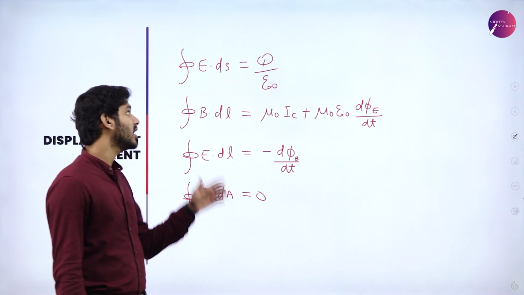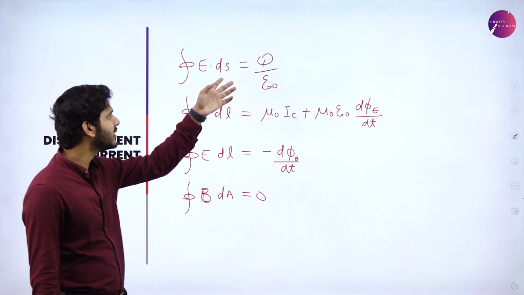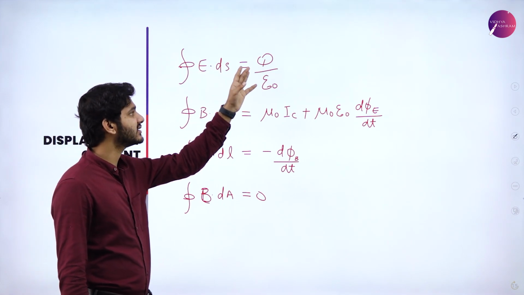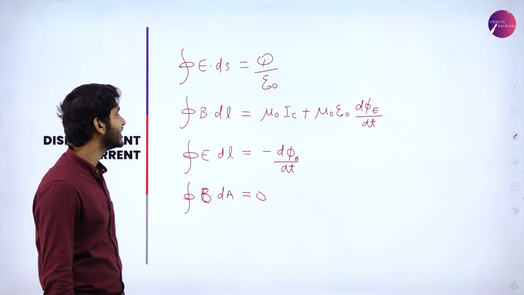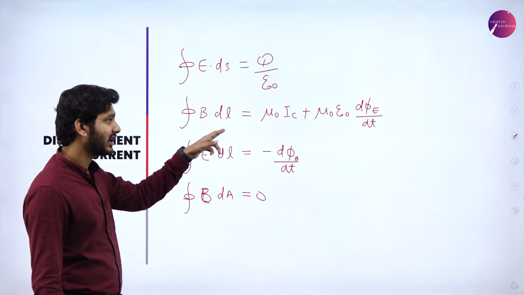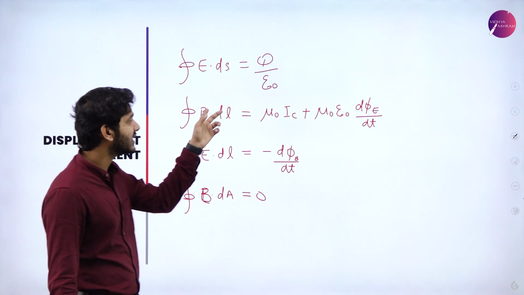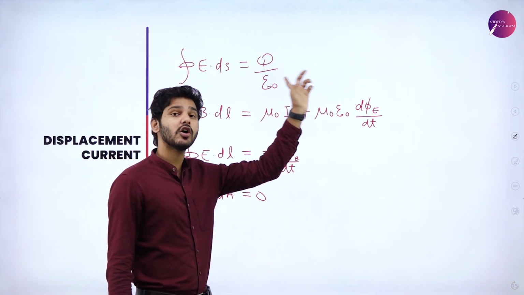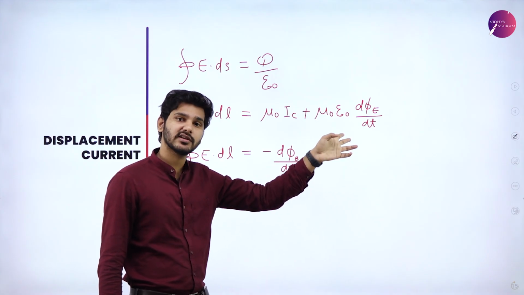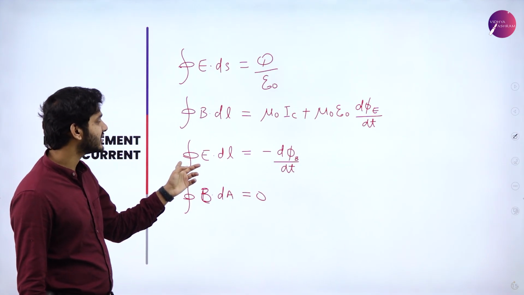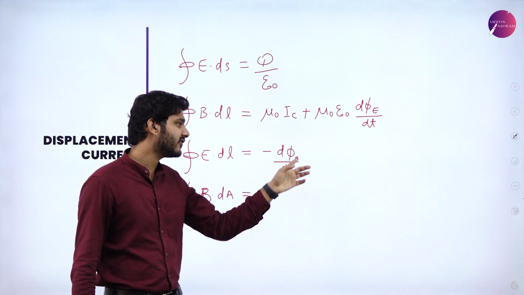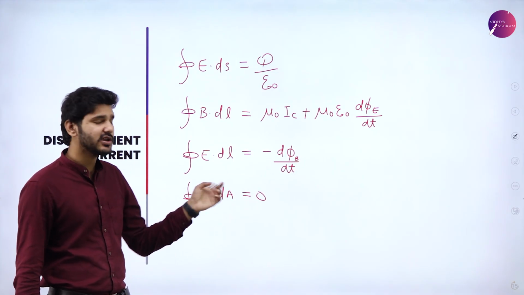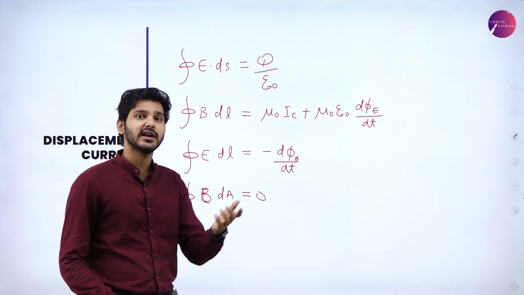So you can say that Gauss's law, or simply Maxwell's form of Gauss's law, is integral E dot ds equal to q by epsilon naught, which we have already seen, and integral B dot dl. Here we have just seen that it is the conventional current along with the time varying electric field. And finally, there is integral E dot dl equal to negative d phi by dt, which we learned in Faraday's law, or this can simply be called Maxwell's Faraday equation.